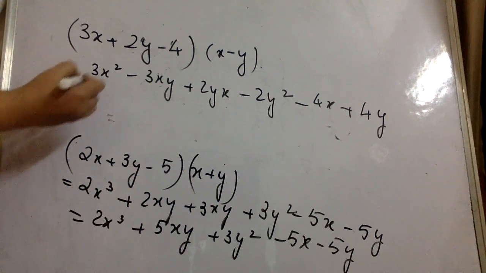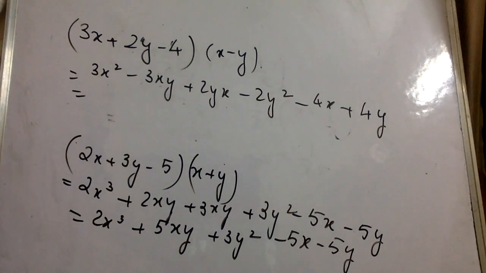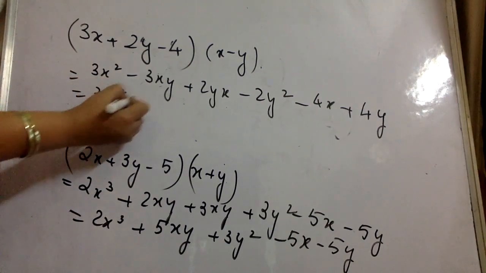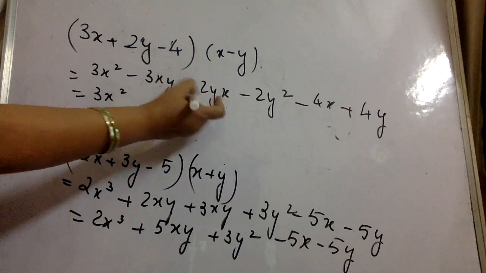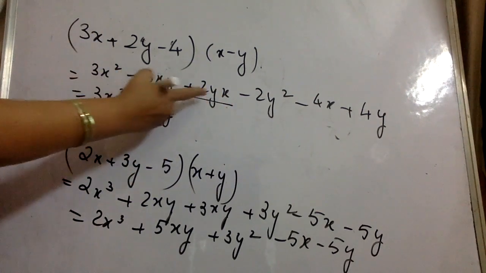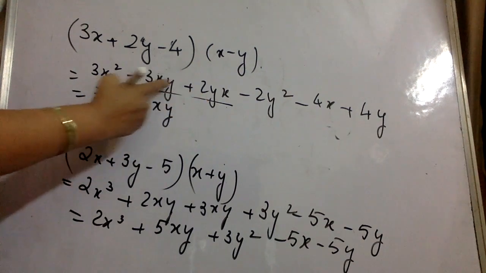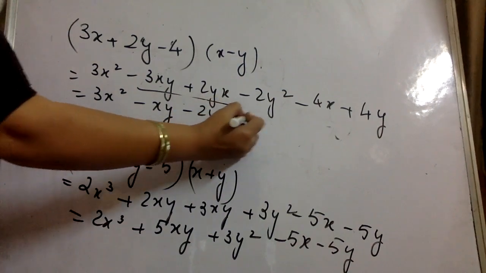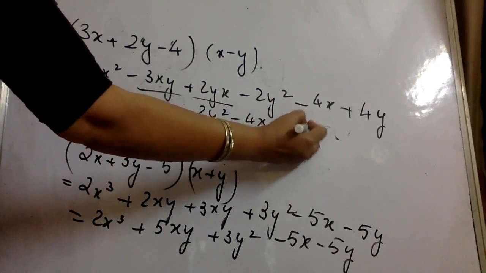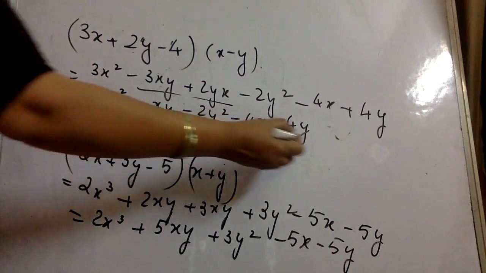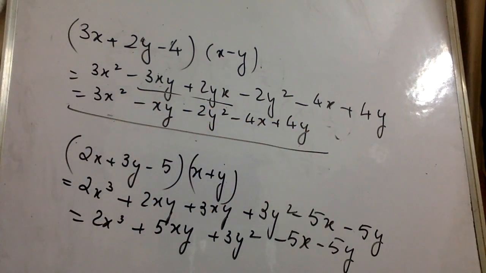Now this one does not have any like terms, so I'll just copy it down. And these are like terms, if you see closely. So it is minus 3xy plus 2xy, which is minus xy. These are like terms even if the sequence is different. Minus 2y square minus 4x plus 4y. This is my final answer. You see here properly, all are unlike terms, so I can't proceed any further with my sums.